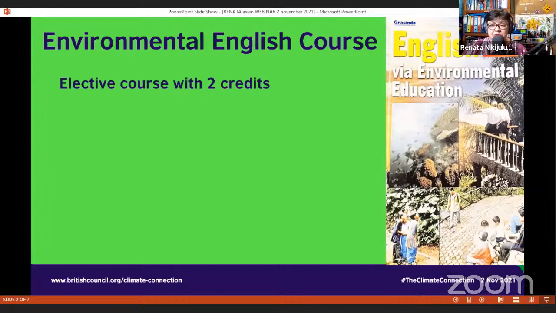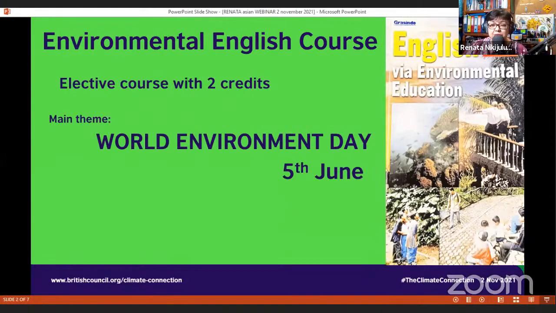The objectives of the course, we only have 2: first, to raise awareness of students and community of environmental issues. And the second one, to put action to the heightened awareness through community service initiatives. So we only have 2 major objectives. And our main theme is always based on World Environment Day, every 5th of June. Our course starts from January to June, so that's why we use World Environment Day, 5th of June, as the main theme.